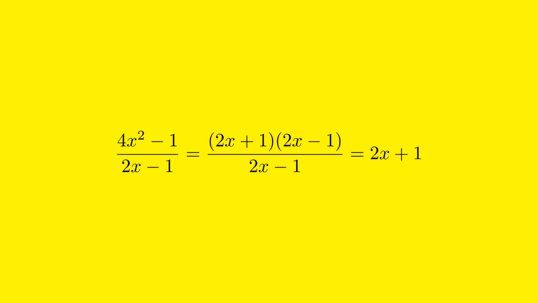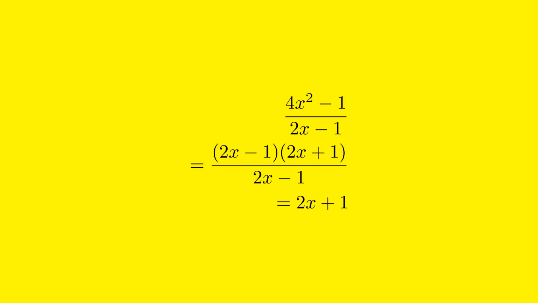This means they are common factors, and we can cancel them out. To cancel common factors, we remove the 2x minus 1 from both the numerator and the denominator. So now, we are left with 2x plus 1 divided by 1. Since dividing by 1 does not change the value of a number, we can simplify the expression to just 2x plus 1. This concludes step 2. The rational expression 4x squared minus 1 divided by 2x minus 1 simplifies to 2x plus 1.